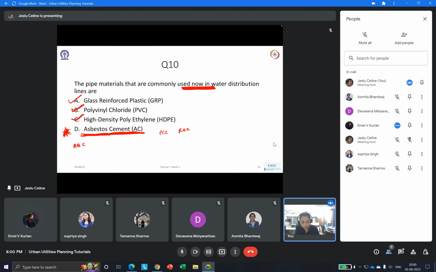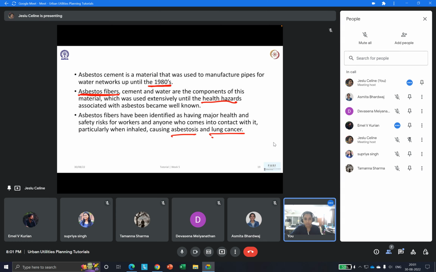What we have to learn from this is that when we know that cement is used, we also need to see what type of cement is used. This asbestos cement, AC cement, making pipes out of it is not used these days. Okay, let's proceed on to the next question.